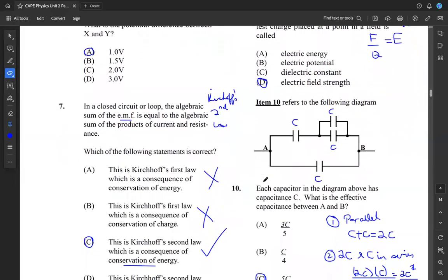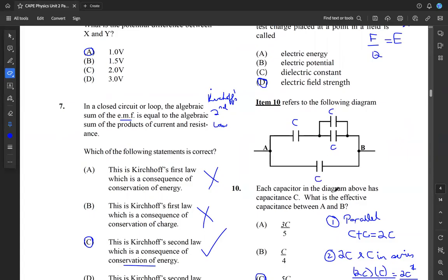So here's question 10 now. So item 10 refers to the following diagram. So they're showing us this diagram now. We have point A here, and then we have this capacitor here, and then we have two capacitors here that are in parallel with each other. We have point B here, and down here we have another capacitor that's just chilling here that has a capacitance of C, right?